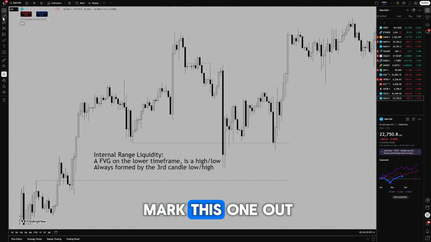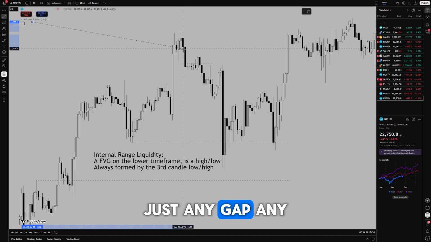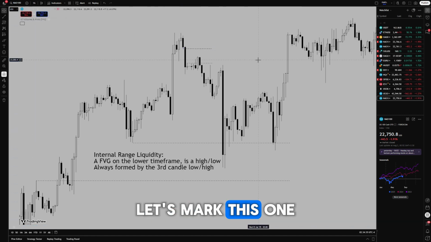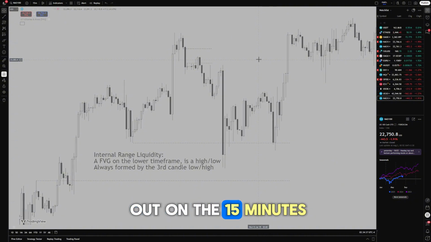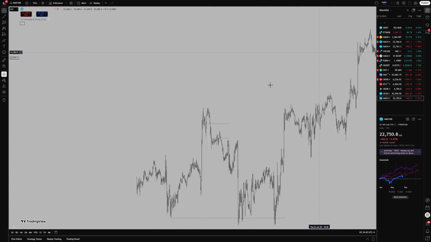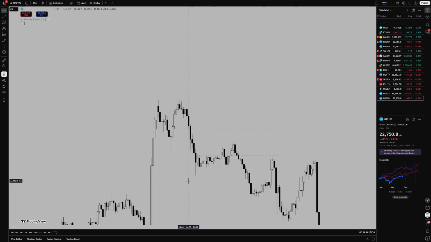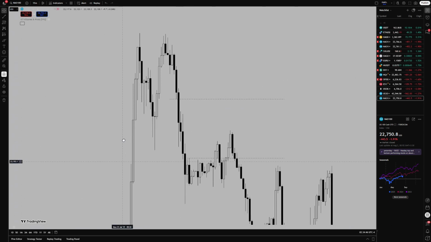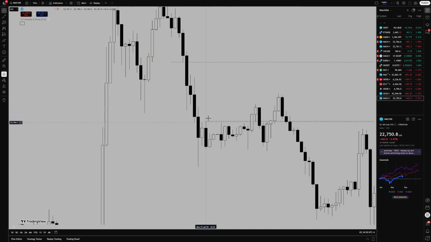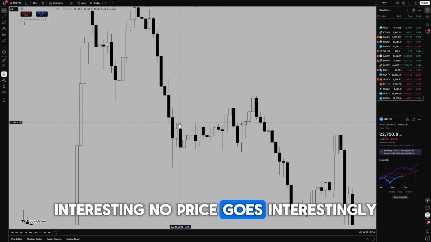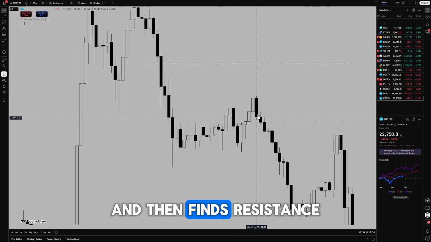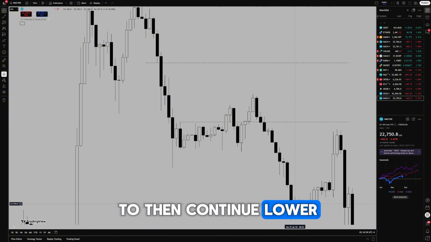For example, if I mark this one out right here, just any fair value gap works. It doesn't have to be a specific one. Let's mark this one out on the 15 minutes. Right there. We can see this was also a high right here. Interestingly, price goes above this high here and then finds resistance to then continue lower. Very interesting.